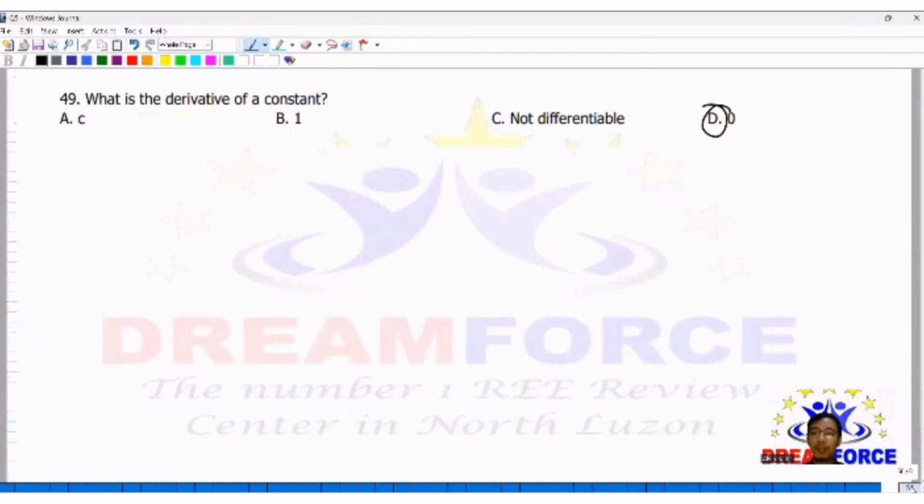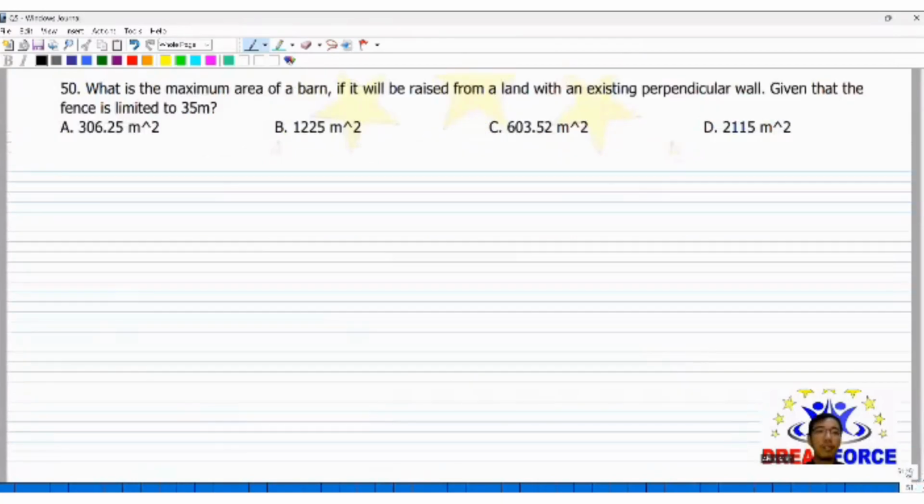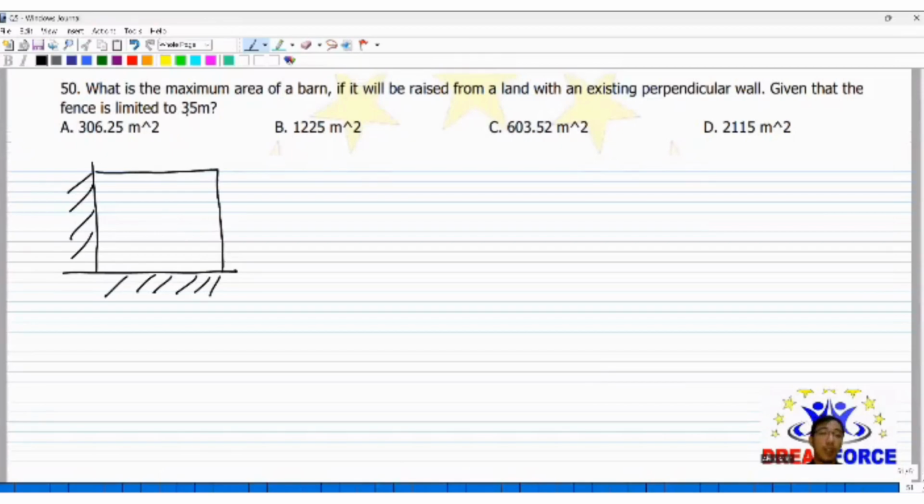And last number 50. What is the maximum area of a barn if it will be raised from a land with an existing perpendicular wall, given that the fence is limited to 35 meters. Okay, so meron na daw tayong dito, wall na existing. Ngayon, babakuran na lang natin yung natitirang land dito, land area. Ngayon, ano yung maximum area? Ano yung dimensions?